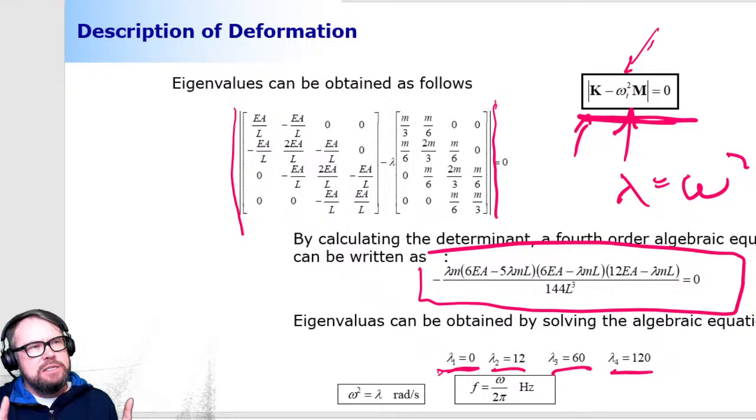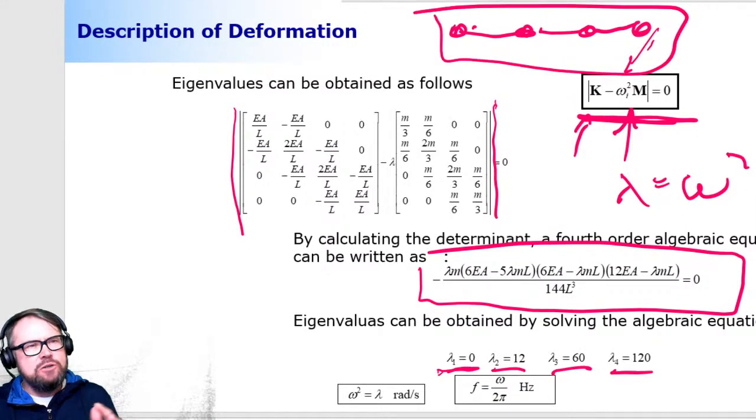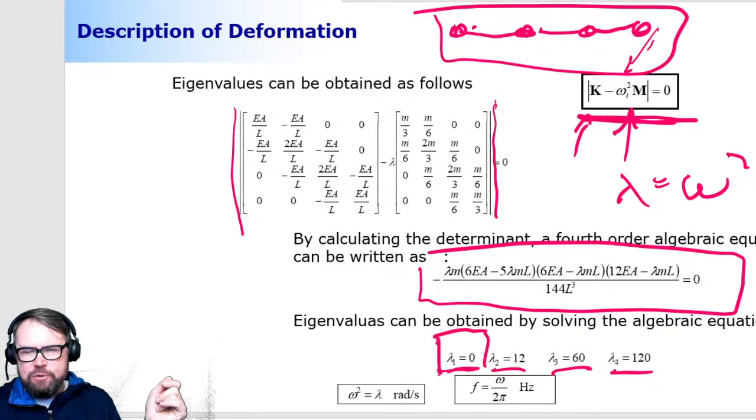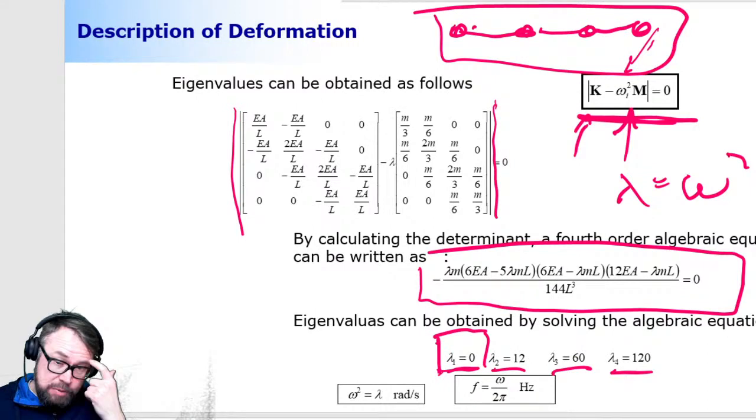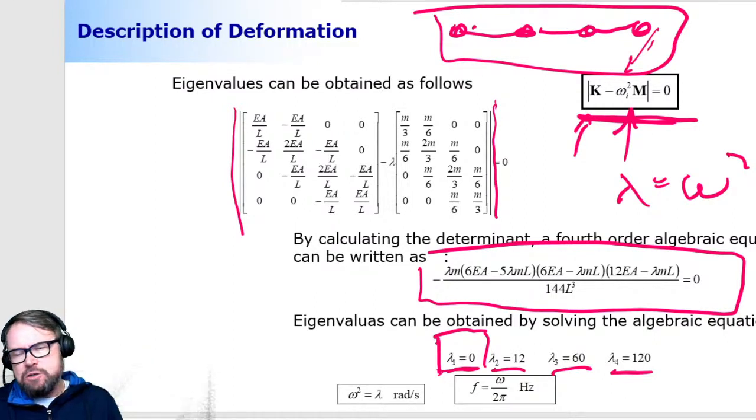0 here stands for rigid body motion, because remember the structure is like this. There is no boundary condition whatsoever, so the entire structure can move left and right because of the rigid body motion. And this solution here stands for rigid body solution. Now the others are defining the ways that the structure can deform and the frequencies associated with that.